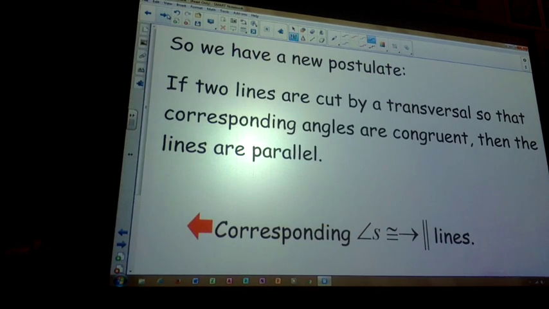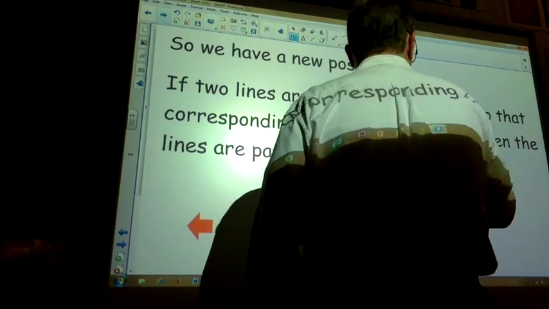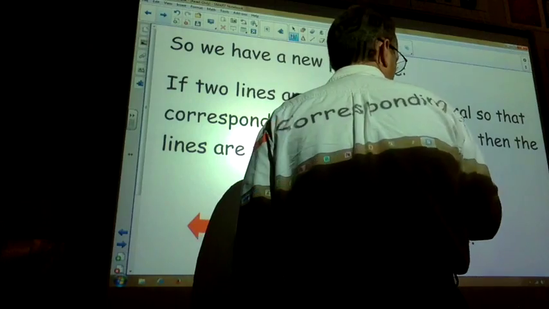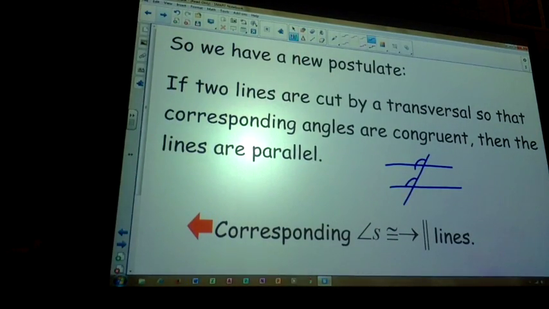So we have a new postulate. If two lines are cut by a transversal so that corresponding angles are congruent, then the lines are parallel. So if I just drew a quick one, we had this. This is a corresponding angle to that. Yes, there's three others that are corresponding. But if you have one pair of corresponding angles that are congruent, that means that the two lines that are not the transversal are parallel. Okay?